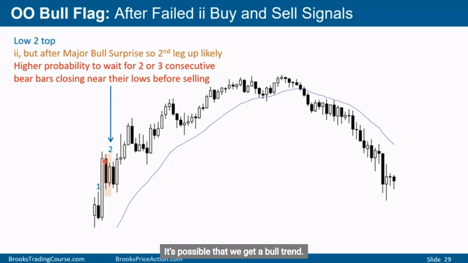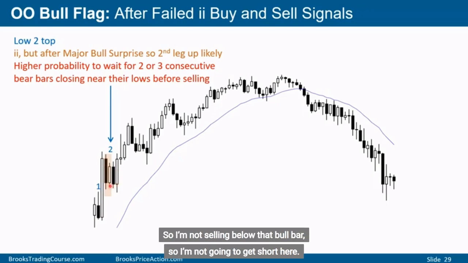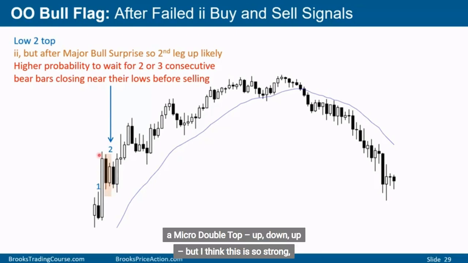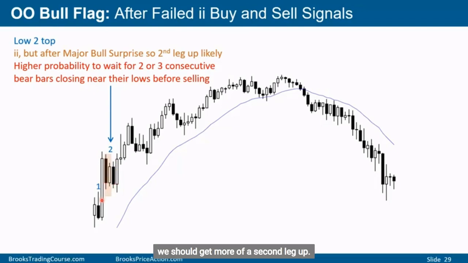It's possible that we'll get a bull trend. So I'm not selling below that bull bar, so I'm not going to get short here. And you could take a short below that bear bar, a micro double top, up, down, up. But I think this is so strong, we should get more of a second leg up.